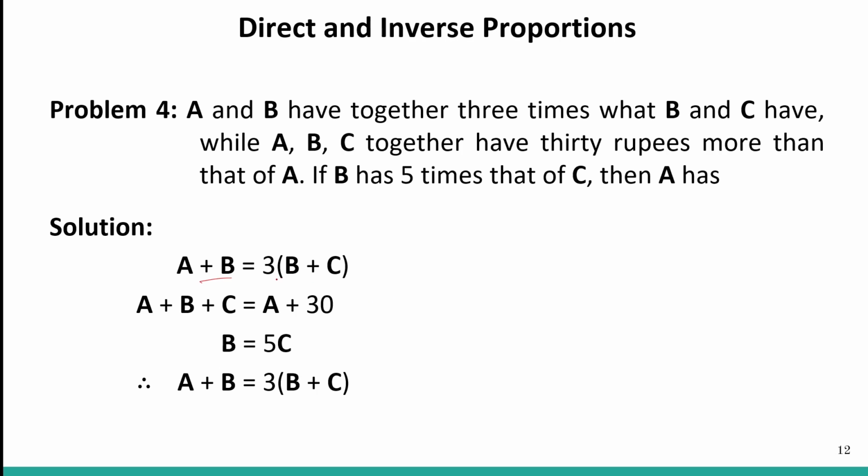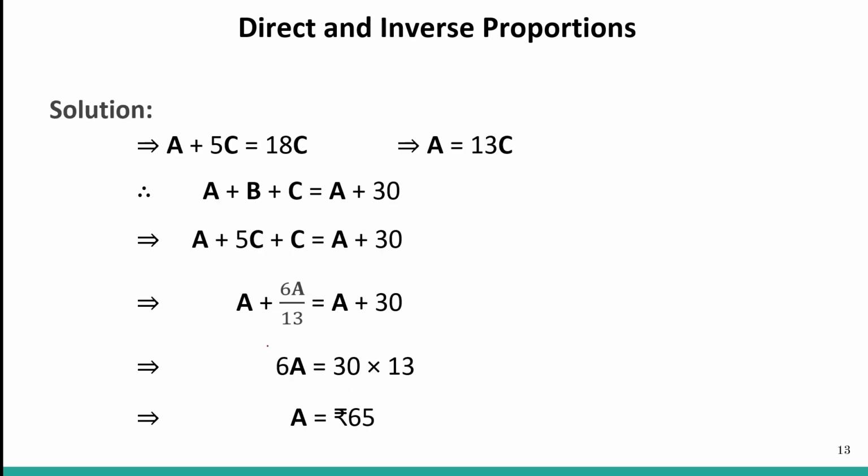A plus B is equal to 3 into (B plus C). A plus B plus C is equal to A plus 30. B is equal to 5C is the relation that we have right now. So A plus 5C is equal to 18C. This implies that A is equal to what? If we put this 5C on the right hand side, we'll have A is equal to 13C.